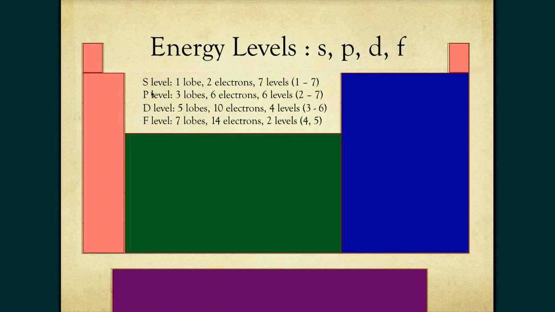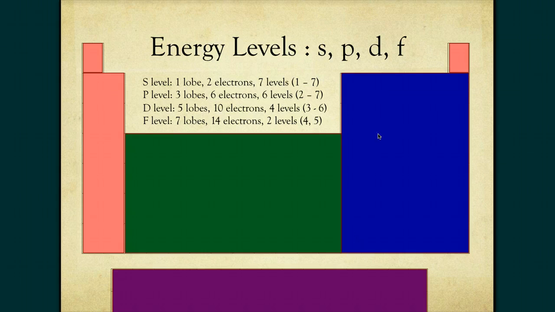Then P level, it has 3 dumbbells, and you can think about X, Y, and Z orientations when you think about 3D world. So we have those 3 dumbbells. Each dumbbell holds 2 electrons, so altogether we have 6 electrons on it. So that's why we have P6. And it goes through 6 levels, from 2 to 7. So we do not have 1P. We start with 2P and on.